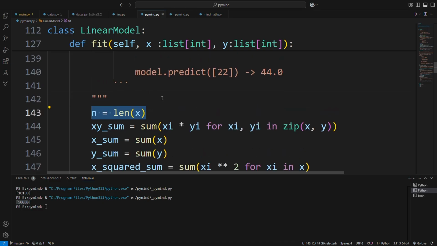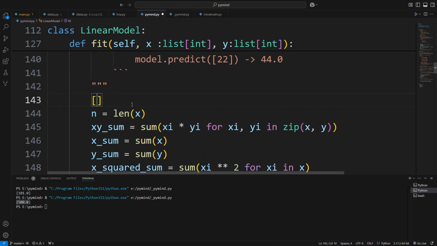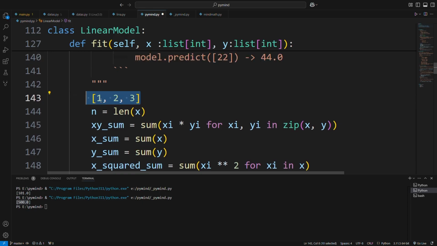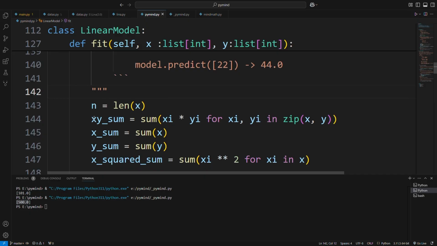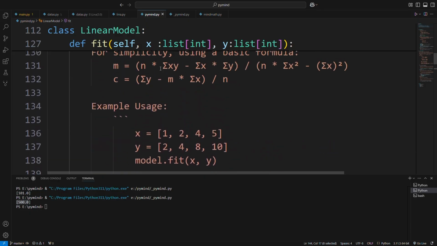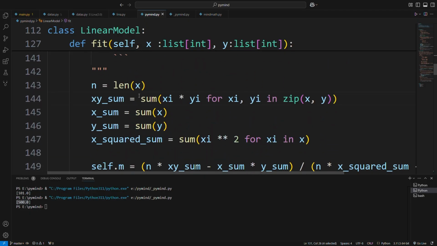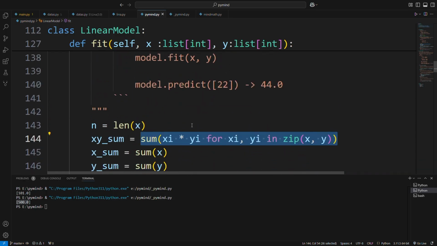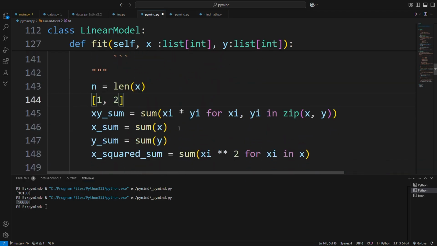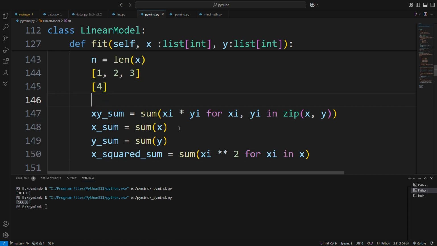N equals len x. So here our x can be like 1, 2, 3. So what will it do? Our n will be 3 here. Okay, now next is the xy sum, that is our sigma xy function here. So we did a sum of every x into y. So suppose x is 1, 2, 3, and then our y is like 4. So we're just gonna do 1 into 4, 4, plus 2 into 4, and so on.